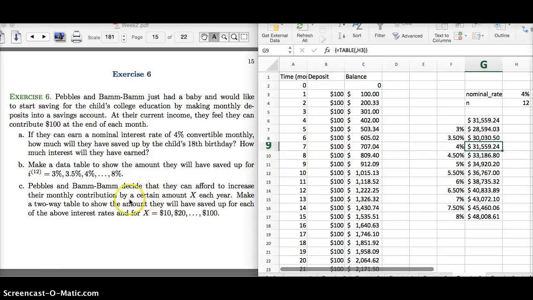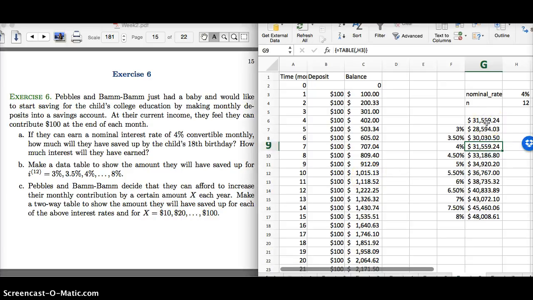Now in part C, we have two things that we want to change. We still want to look at those different interest rates, but we also want to see what happens if we increase the deposit amounts by some fixed amount each year. Maybe they're getting raises and their income is going up each year, so they can increase their deposits each year by some fixed amount. What would they have in their account at the end of 18 years if each year they increased by $10 or $20 or $100?